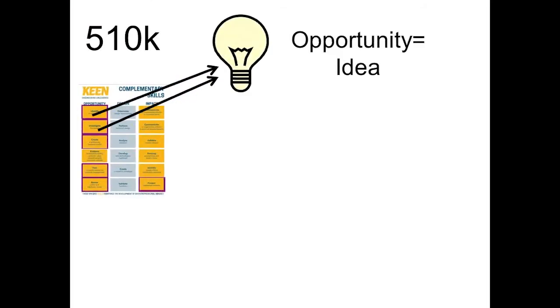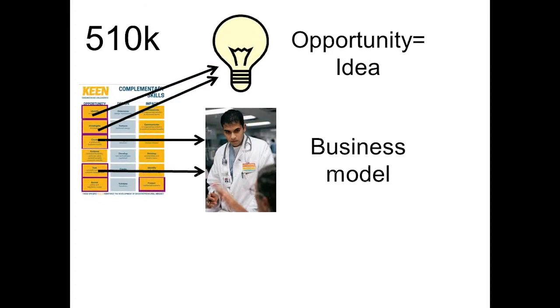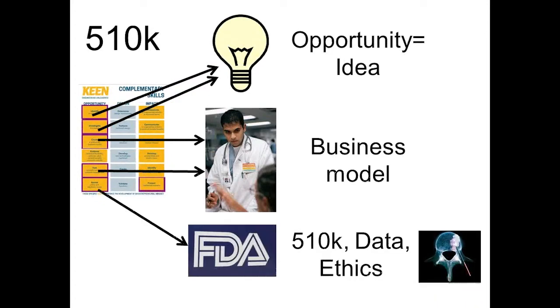All right, so let me just kind of review where we're up to now. We started off with an opportunity and an idea, led to a business model, and now we're up to 510K. And as far as the 510K goes, they require data. It could be data from the lab. It could be data from animals, animal testing, or it could be data from humans.